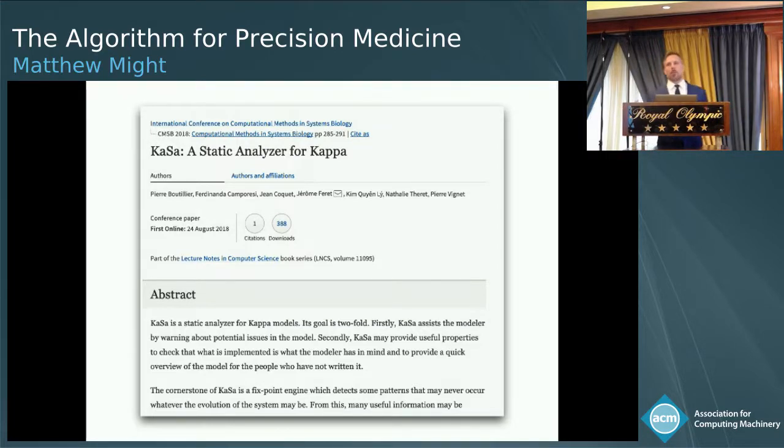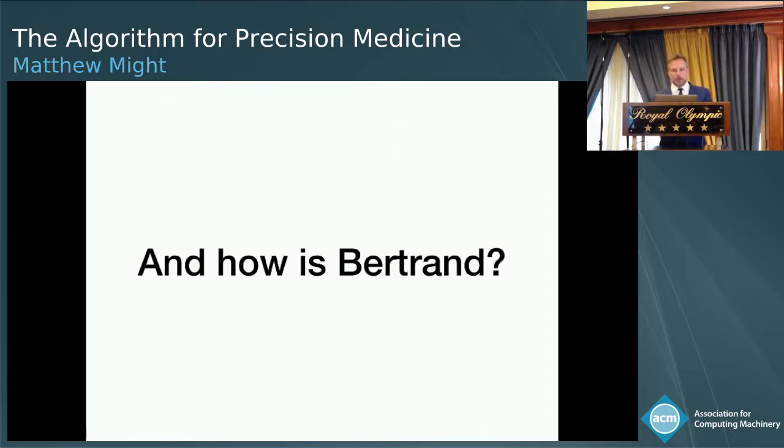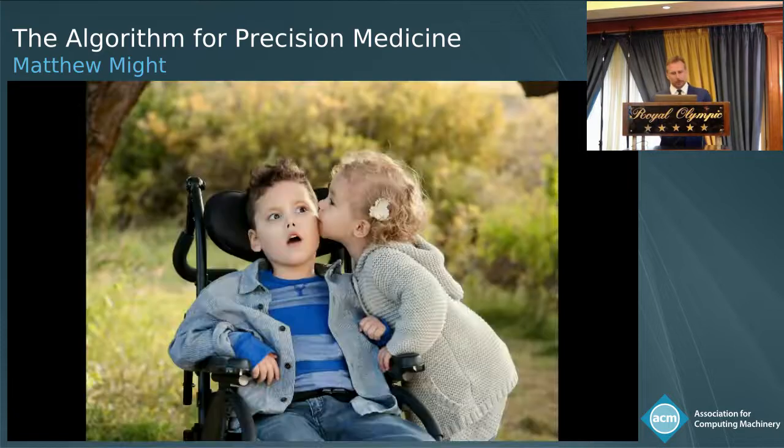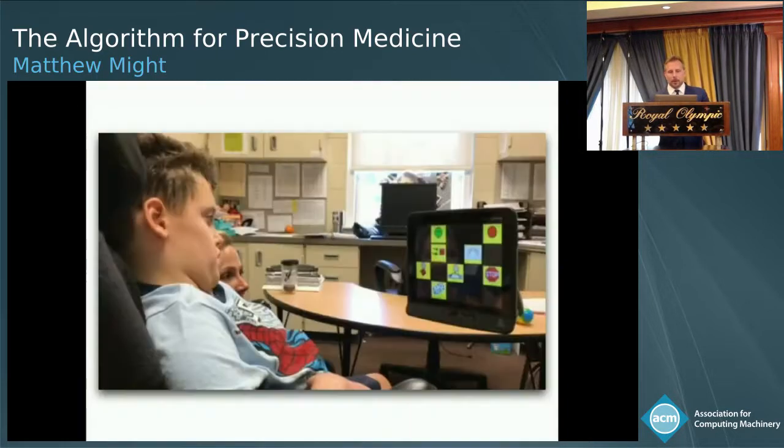At some point, we'll fully understand all the metabolic networks in the human body, and then we could use these very principled tools like CASA to reason about what we might do for a disorder like that. So how is Bertrand today? Well, he's doing pretty well. All things considered, for a serious disorder, a very happy kiddo.